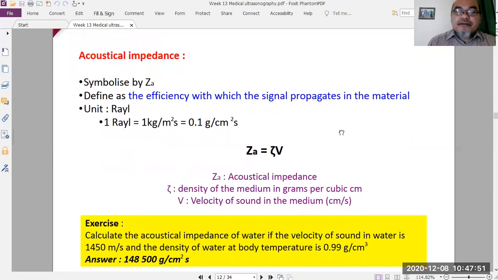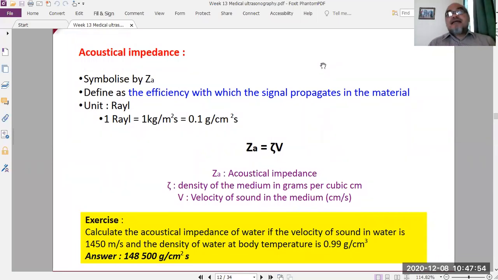Basically it is similar to electric impedance. However, this is for the mechanical wave, the acoustical ultrasonic wave. So here the ZA, the acoustical impedance, equals ρ times v. This is the Greek letter, rho, should be rho actually. Rho is the density of the medium in gram per cubic centimeter, and v is the velocity of the sound in the medium.